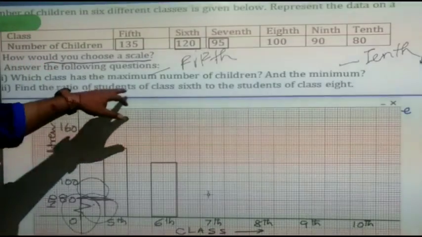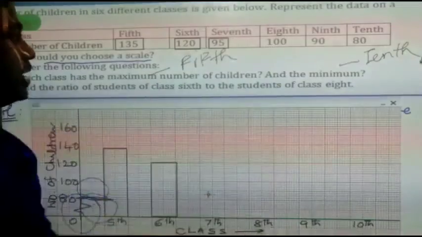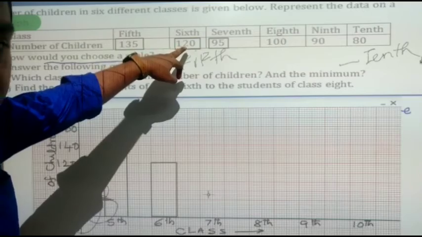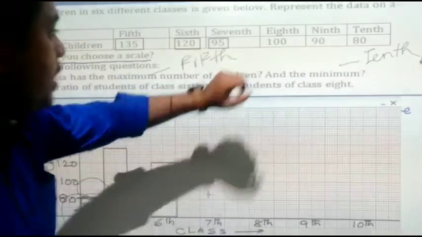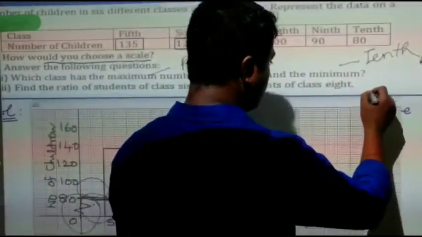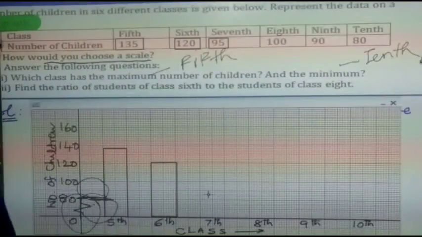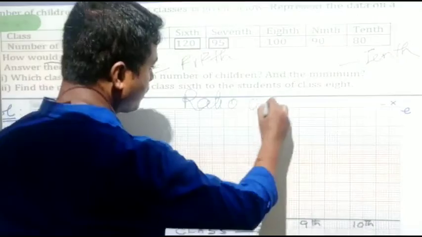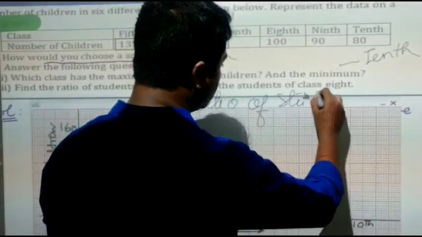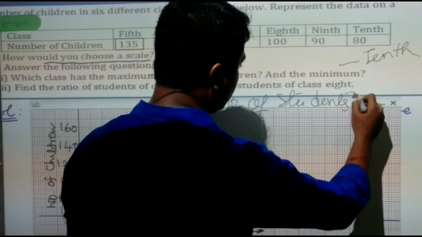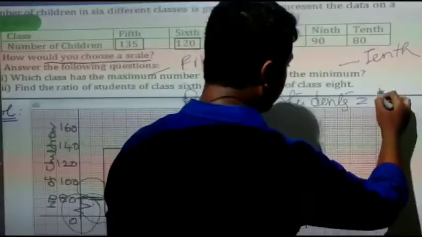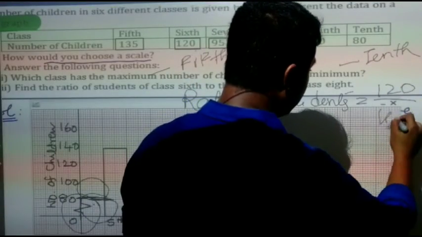Find the ratio of students of class 6 to the students of class 8. Class 6 students is 120. Class 8 students is 100. So you have to find out the ratio. You write ratio of students is equal to 120 by 100.